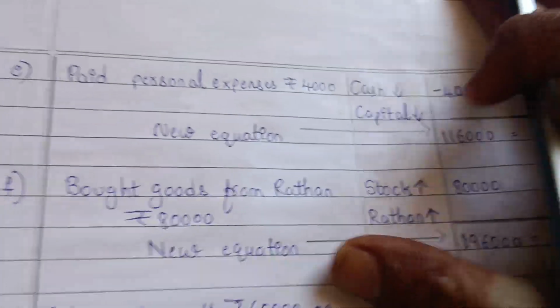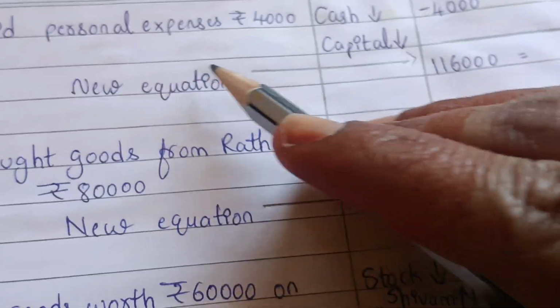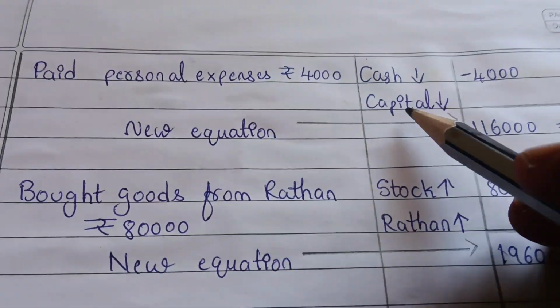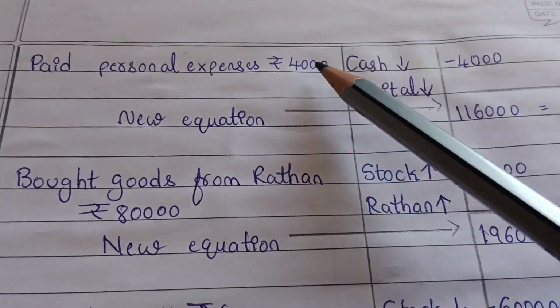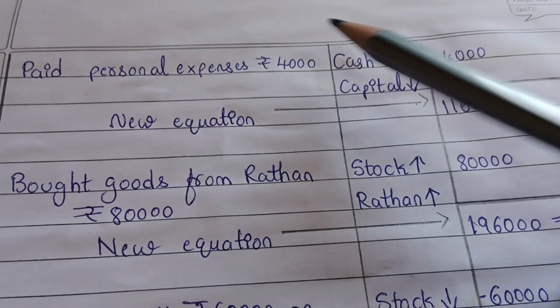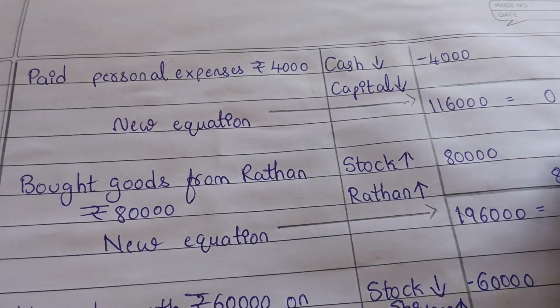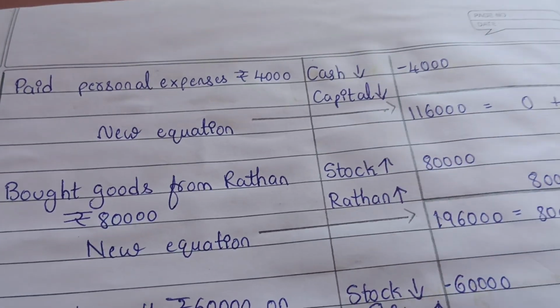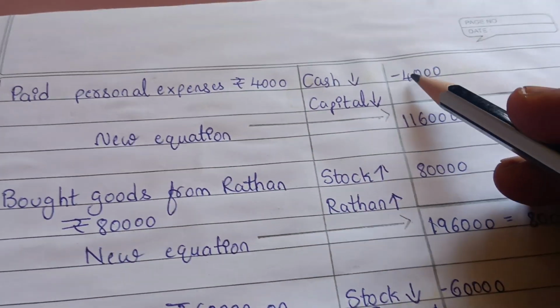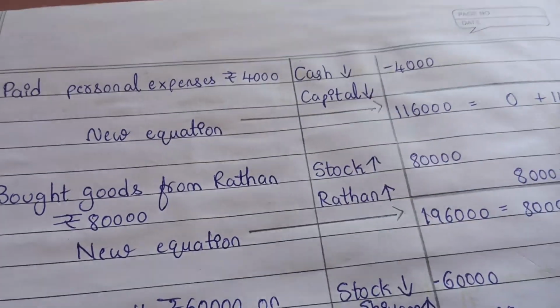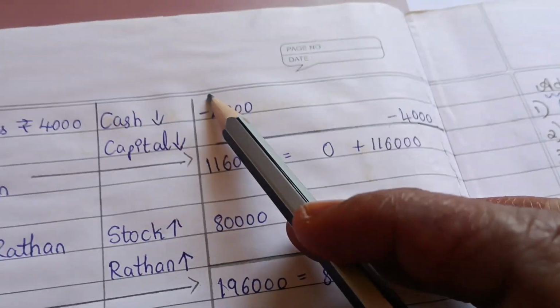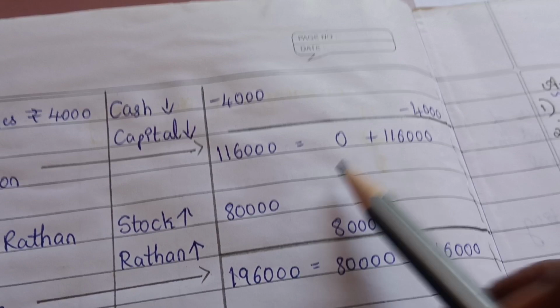Now see the other transaction. Paid personal expenses. The firm is paying some personal expenses, rupees 4,000. When you pay something, cash decreases, right? From where are you going to take the amount and pay? From capital you are going to take some amount and pay the expenses. So cash decreases, capital decreases. See here, minus 4,000, minus 4,000.